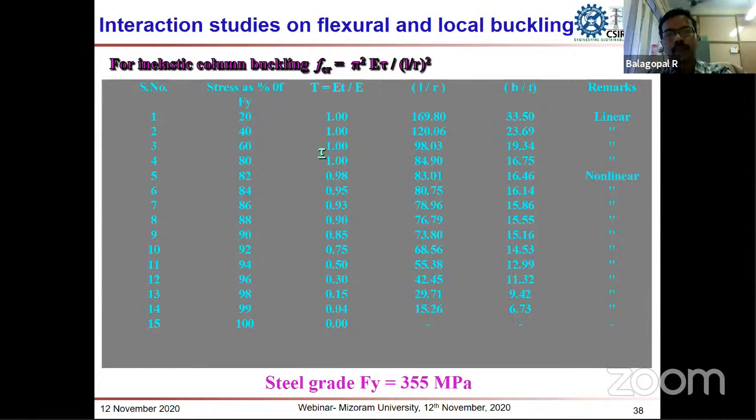Tau is equal to Et by E. You can see that the elastic tangent modulus will vary from 1 to 0. From the nonlinear range, it will have a major effect. And then for different L/R, this is how the elastic tangent modulus is varying. This is for a particular grade of steel, 355 MPa.